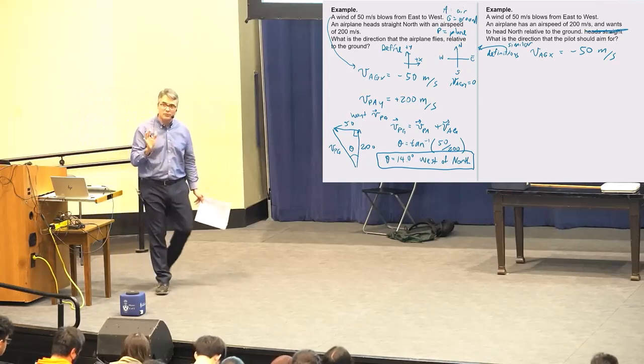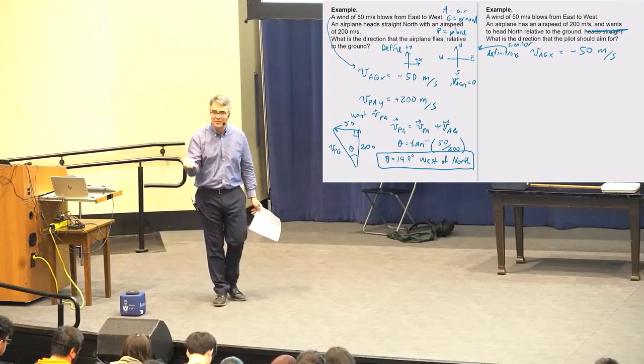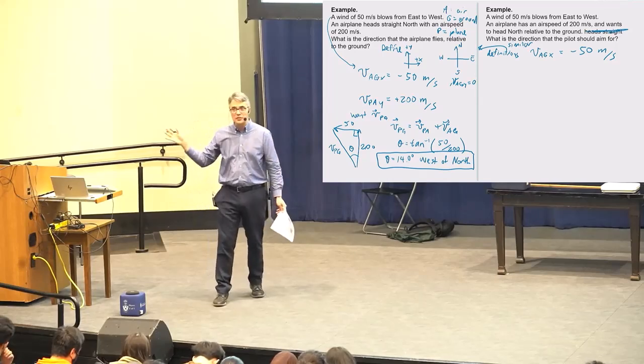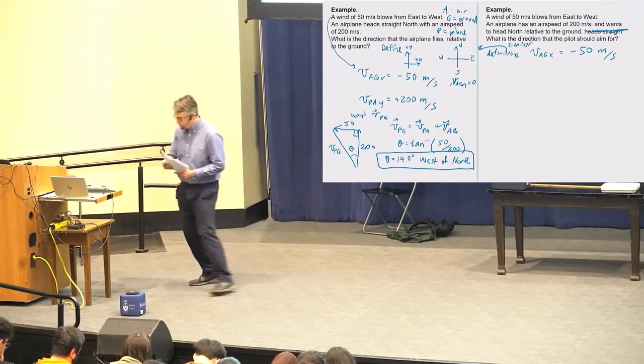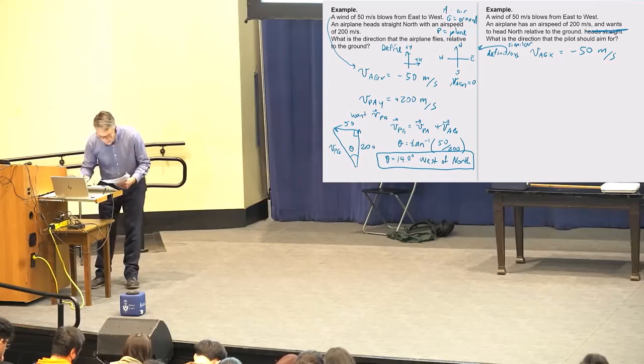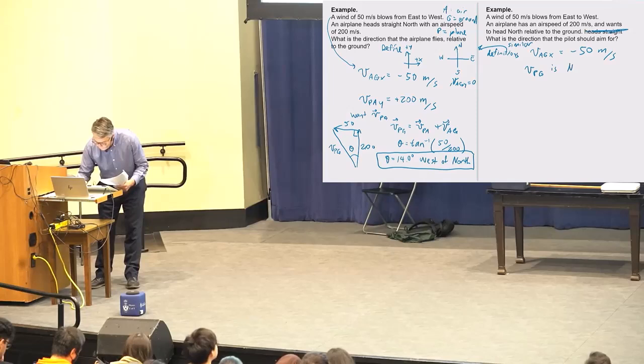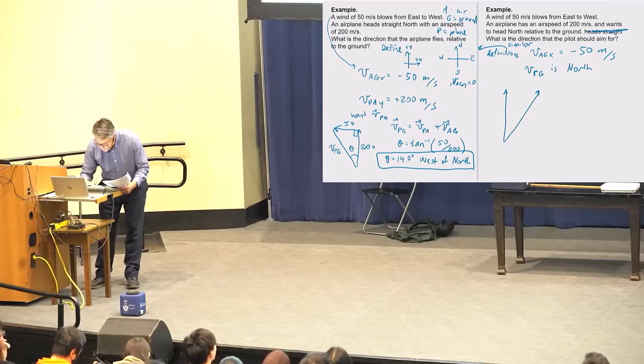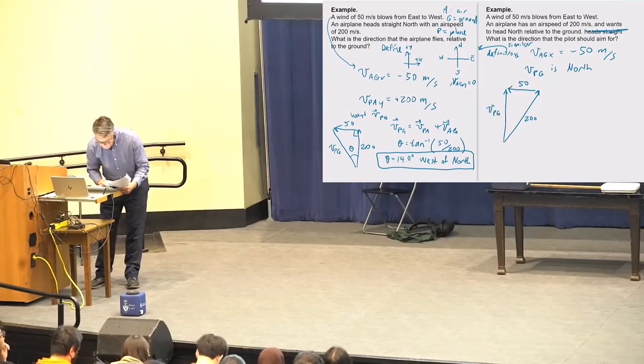So this is a little bit more what pilots probably do, right? They care about getting to a certain airport, and they know it's straight north, so they have to compensate for the air. So you would say here that V_PG is north. So again, I would set it up, and it looks like this now. Here's your 200, here's your 50, and here's your V_PG. And then here's your theta. That's the angle, and this is the right angle triangle like that.